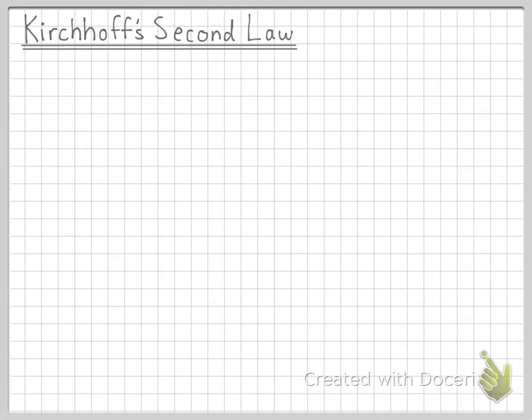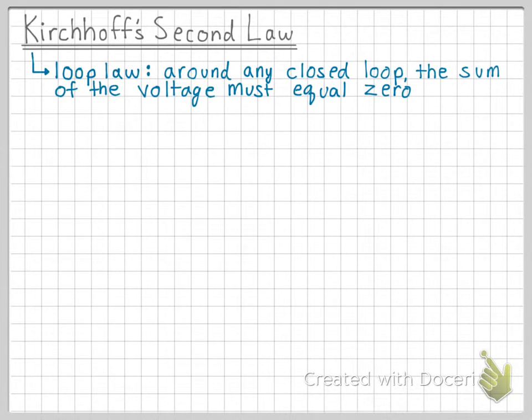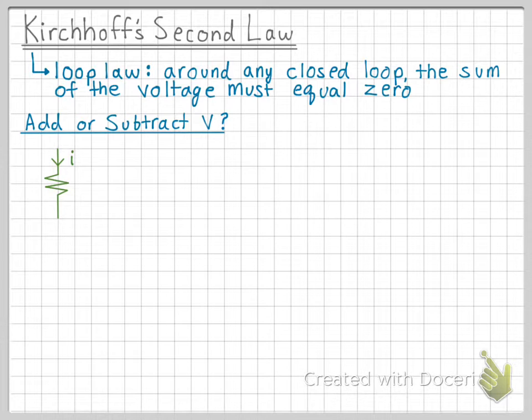This video briefly covers Kirchhoff's second law, which is also known as the loop law, which states that around any closed loop, the sum of the voltages must equal 0. So whenever we are circling around a portion of a circuit, we must know whether we should add or subtract voltage levels. From what we are covering in class, there are two different ways that we can gain or lose voltage in a circuit. We can either pass through a resistor or we can pass through a battery.